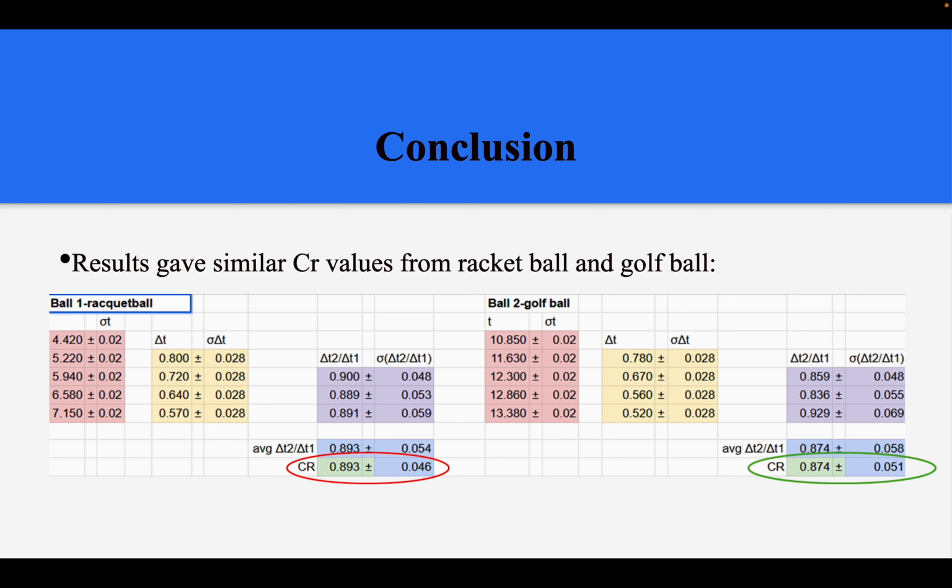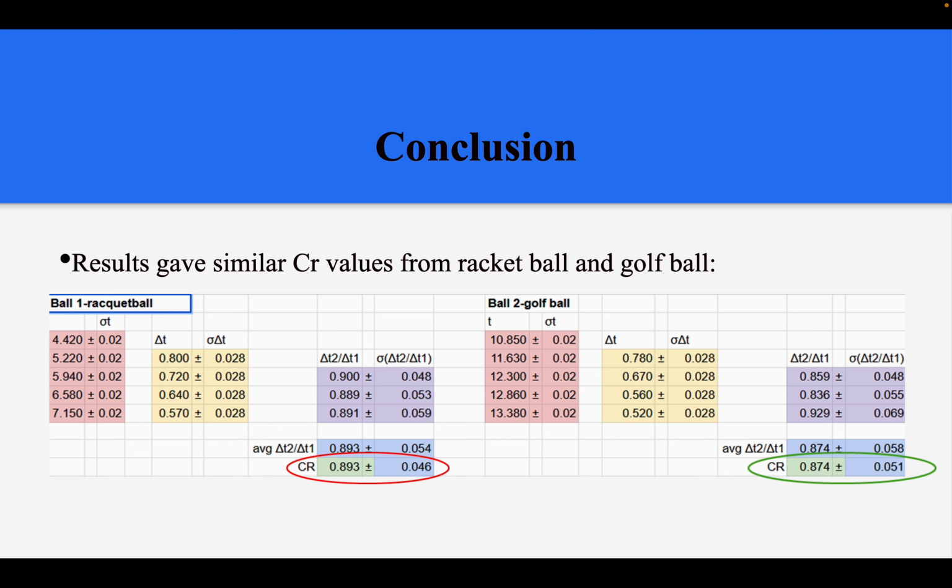In terms of accuracy, the coefficient of restitution values were very close to 1. The racquetball, as shown in the red circle, had a coefficient of restitution of 0.893 with an uncertainty of 0.046. The golf ball, as you can see in the green circle, had a coefficient of restitution of 0.874 with an uncertainty of 0.051. When it comes to balls, they tend to have a high coefficient of restitution, which, as you know, points to a more elastic collision.